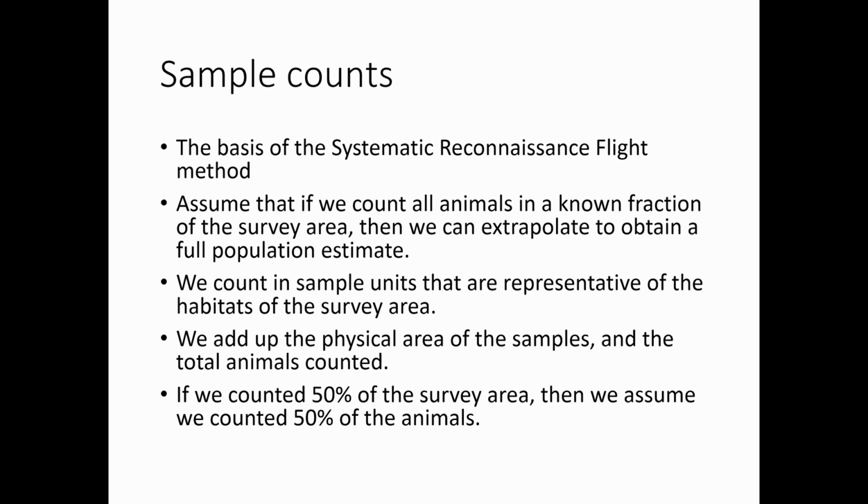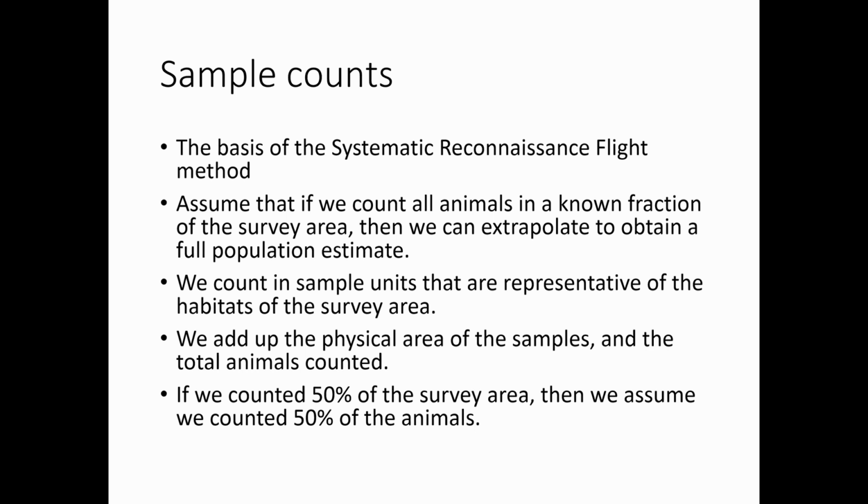And so when it comes to the systematic reconnaissance flight, we only sample a part of that. So we don't have to worry about the rest. We just have to worry about what's in a sample. Assume that if we count all the animals in a known fraction of the survey area, then we can extrapolate to obtain a full population estimate. The concept is very, very simple.